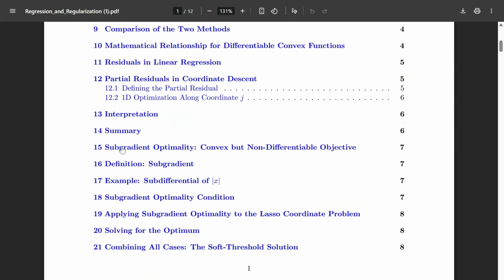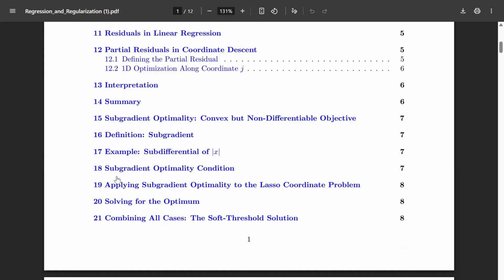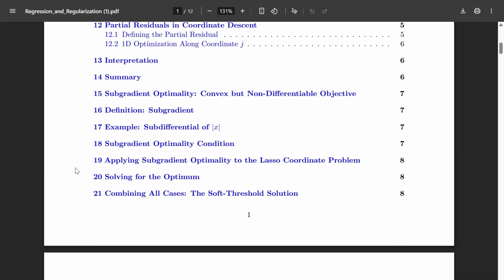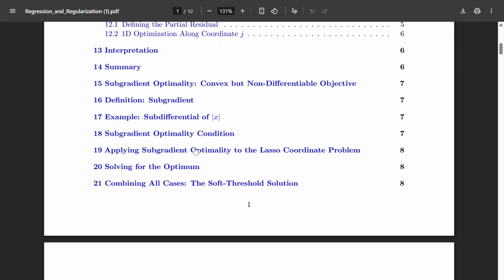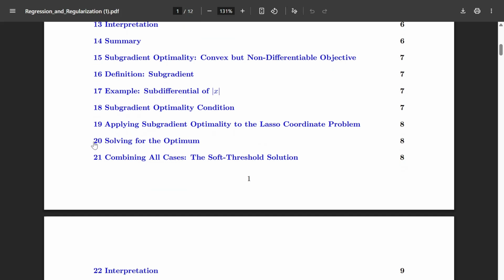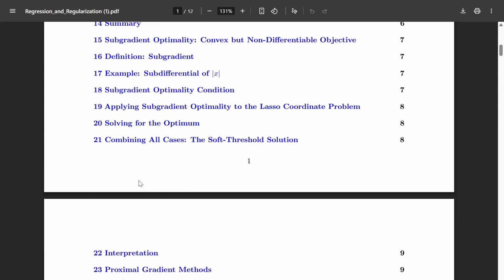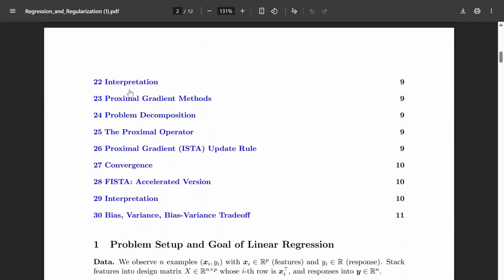And then we'll learn about subgradient optimality for convex but non-differentiable objectives. Then we'll learn about subgradients, subdifferentials, and the condition of subgradient optimality. And then we'll learn how to apply subgradient optimality to the Lasso coordinate problem, and we'll try to solve for the Lasso optimum. Then we'll combine all the cases and create something called the soft threshold solution, and we'll try to interpret the soft threshold solution of Lasso.